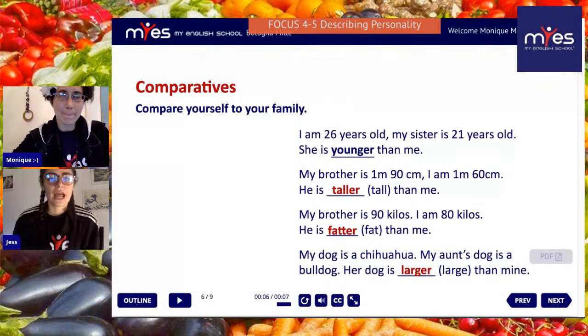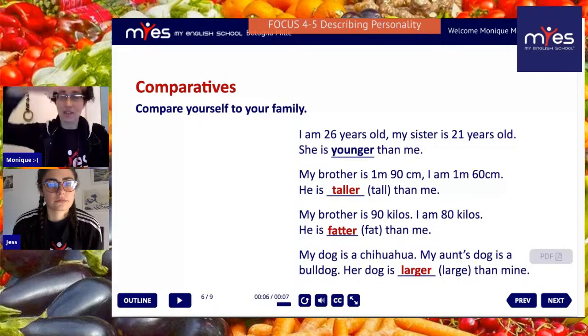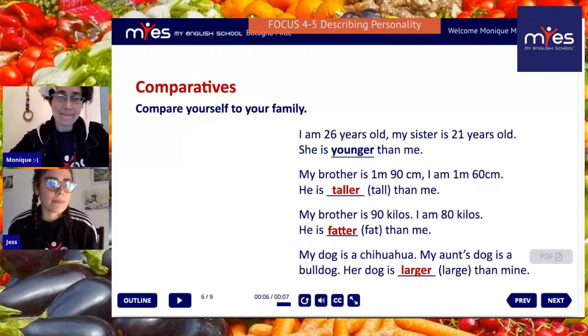All right. I am 26 years old. My sister is 21 years old. She is younger than me. Yes. My brother is 1 meter 90 centimeters. I am 1 meter 60 centimeters. He is taller than me. My brother is 90 kilos. I am 80 kilos. He is fatter than me.